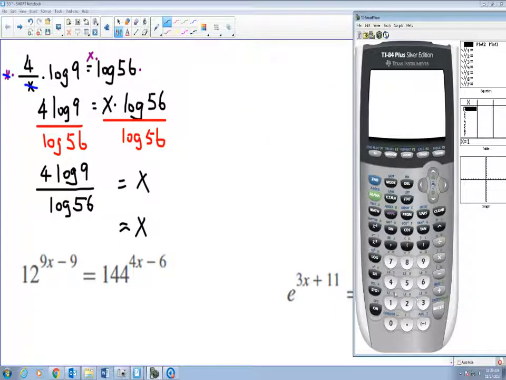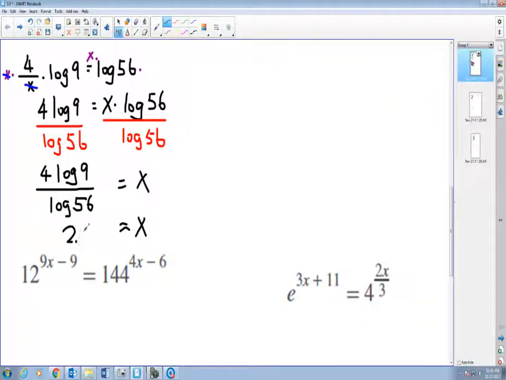The numerator is 1 term, so I'm just going to put my numerator in parentheses just in case. I know it's only 1 term, but I want the calculator to do 4 times log of 9 first. Close parenthesis for the 9, close parenthesis for the numerator. Divide by log of 56. To 2 decimal places, my answer is about 2.18. Okay, that's how we do this problem.